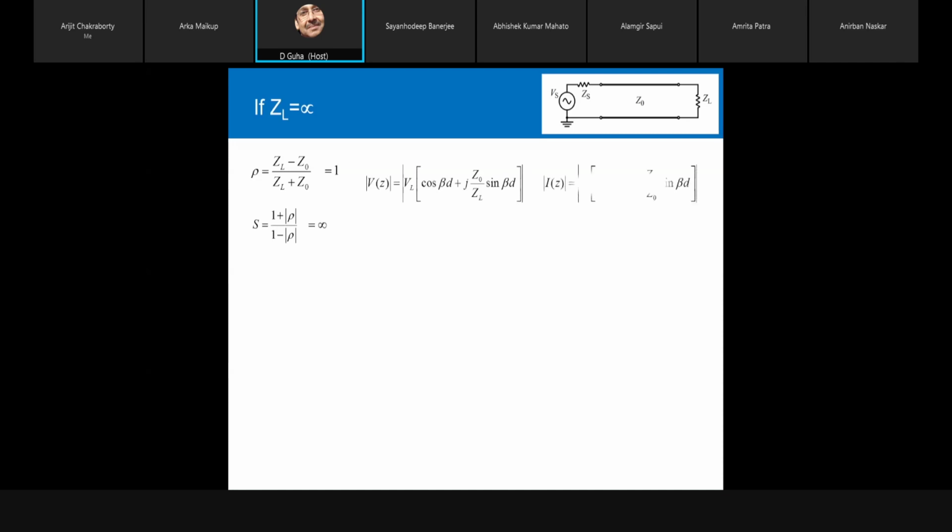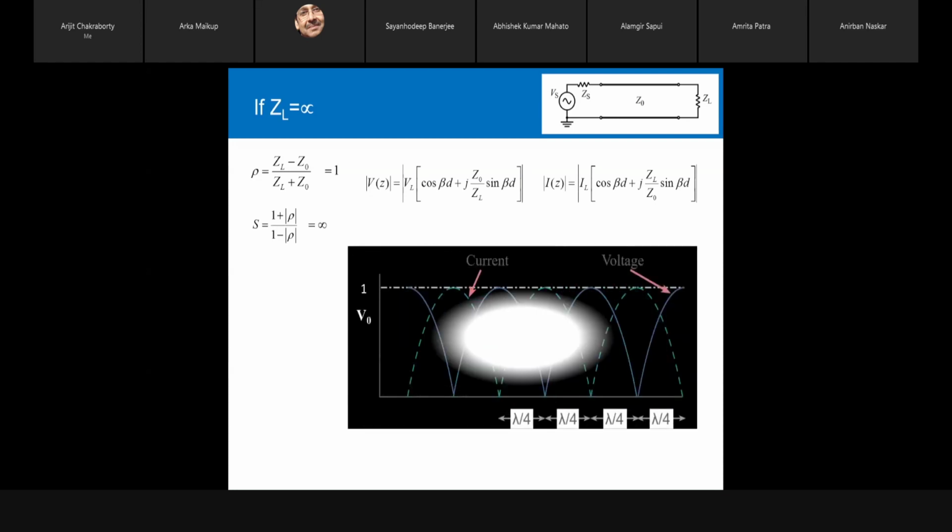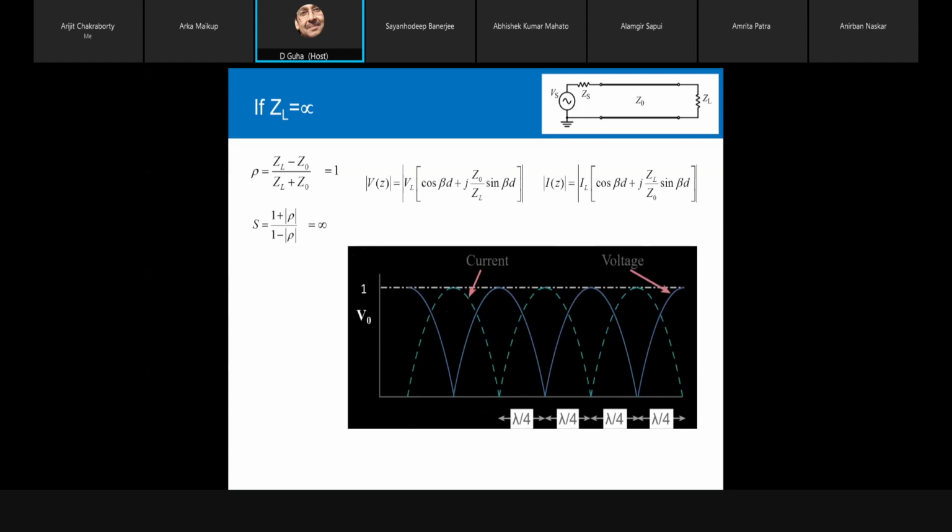Again, we are writing the same voltage and current equations, but with a different value of ZL. Just the similar treatment you do, you put ZL infinity over here, and now you can see your voltage is following the cos function of D, cos beta D. And it is maximum, voltage is maximum at the open-ended case, at the termination when D equals 0.